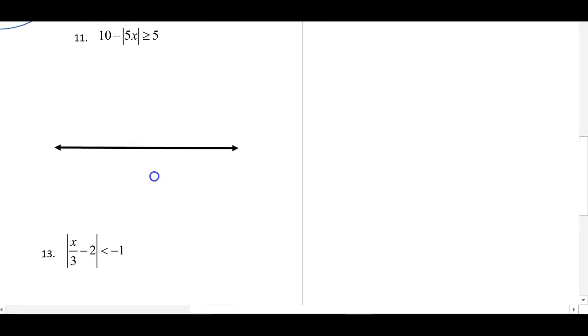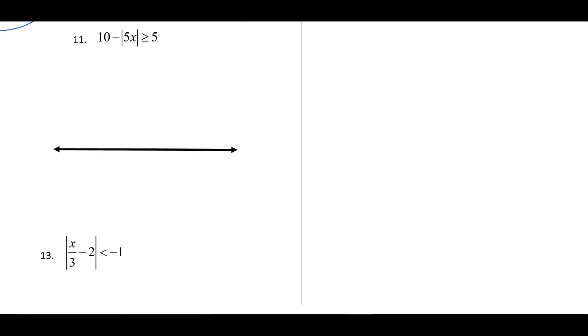Now this one, again, same thing. I want to be able to split it. However, I've got this 10 out here, and it's 10 minus the absolute value of 5x. So I need to get rid of the 10. Now, this is 10 minus. It's not negative 10, it's 10 minus. So that means I would subtract the 10, because it's positive. That gets rid of that. So now I have negative absolute value of 5x is greater than 5 minus 10, which is negative 5.